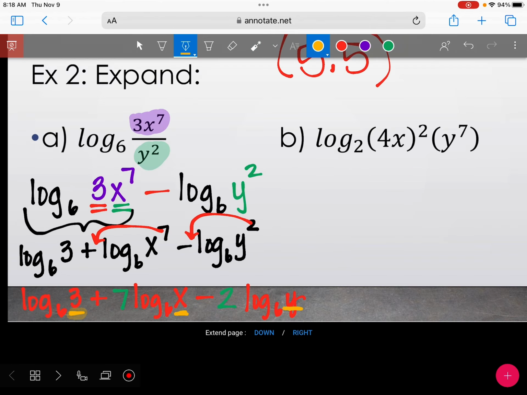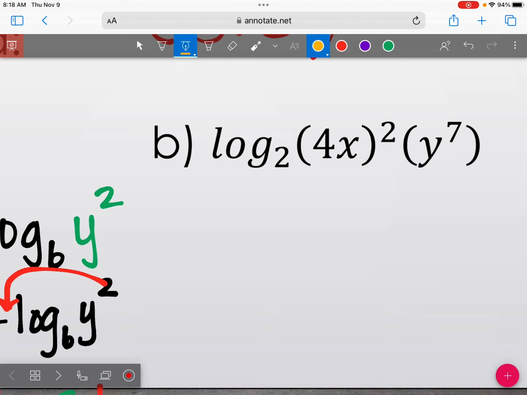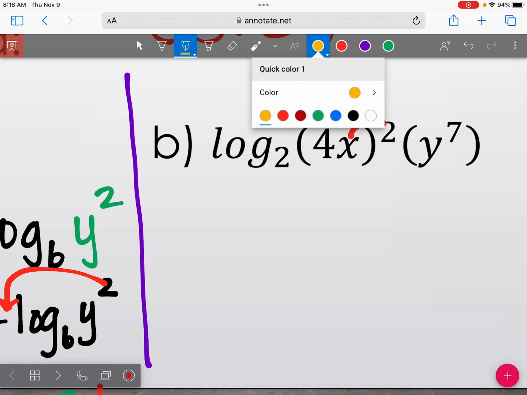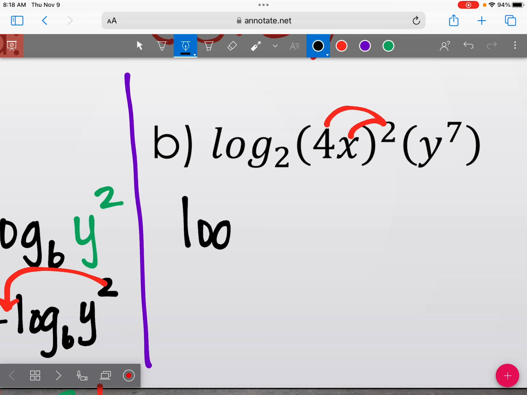All right, let's look at our second one. Go ahead and copy that down if you haven't already. So the first thing you're going to do is distribute the exponent, so that 2 is going to be distributed. So that would be a log base 2, and then 4 squared is 16, and then you have x squared and y to the 7th.